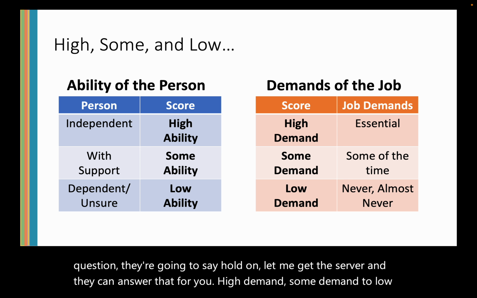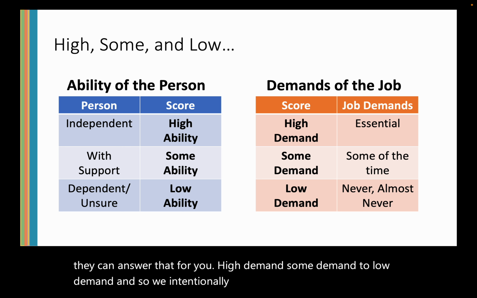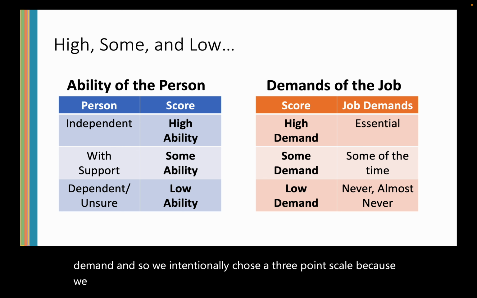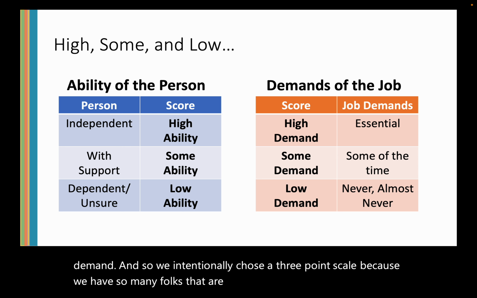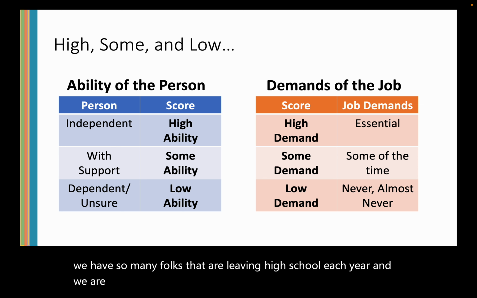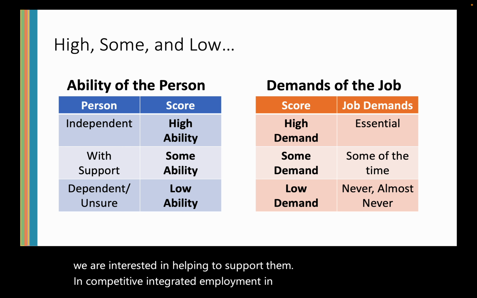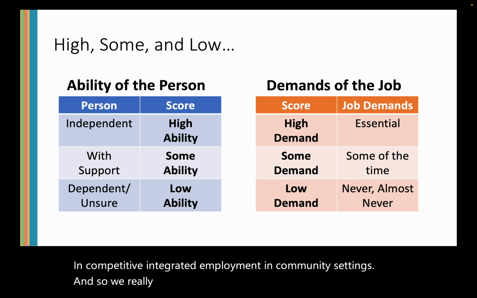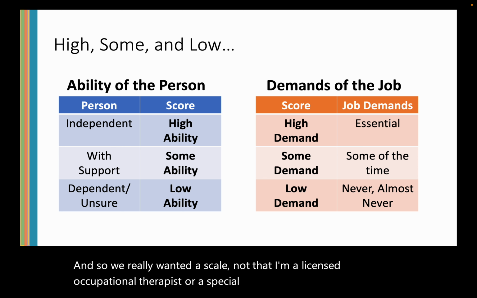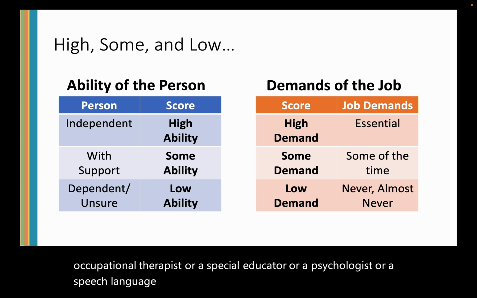And so we intentionally chose a 3-point scale because we have so many folks that are leaving high school each year, and we are interested in helping to support them in competitive integrated employment in community settings. And so we really wanted a scale where it's not that I'm a licensed occupational therapist or a special educator or a psychologist or a speech language pathologist who needed to fill out an assessment.